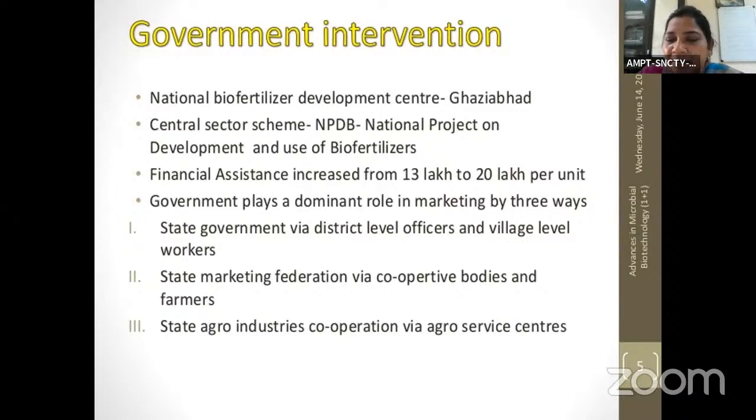The government plays a dominant role in marketing in three ways. First, biofertilizers can be marketed by all the state governments via district level officers and village level workers. They can procure the biofertilizers, and the state governments have many subsidies towards them. They want to popularize biofertilizers to reduce the usage of chemical fertilizers. Second, the state marketing federation via cooperative societies formed by the farmers can procure biofertilizers and sell them in their cooperative societies. Third, state agro industries corporations via agro service centers can also procure and sell the biofertilizers. These are the three dominant places where we can find biofertilizers on sale in the country.